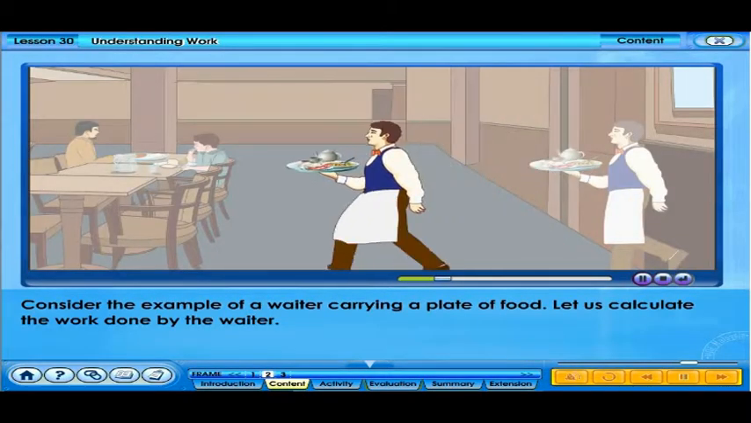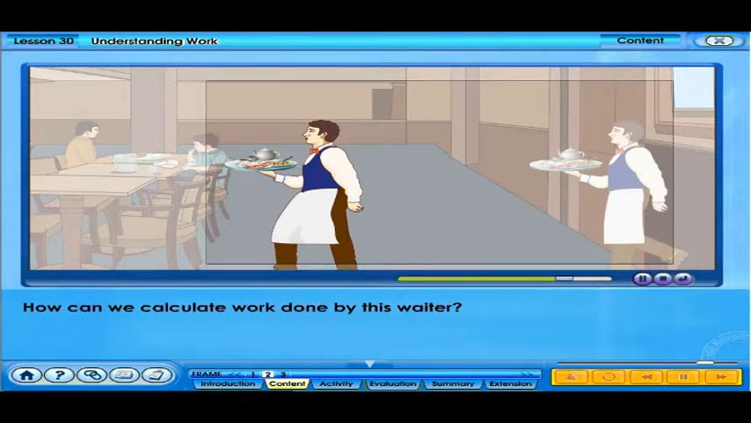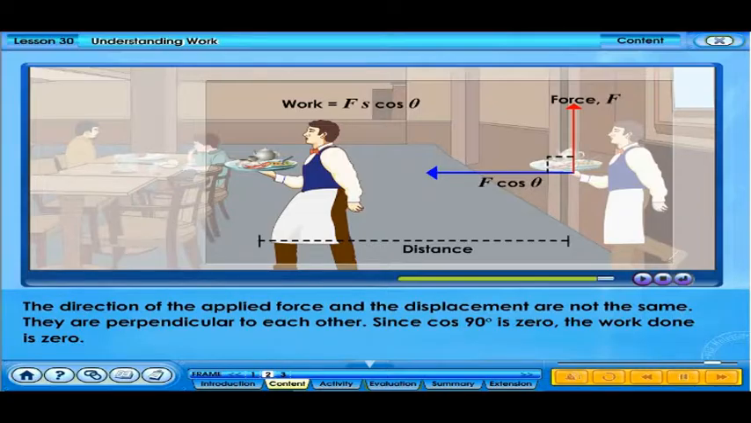Consider the example of a waiter carrying a plate of food. Let us calculate the work done by the waiter. How can we calculate work done by this waiter? The direction of the applied force and the displacement are not the same. They are perpendicular to each other. Since cosine 90 degrees is 0, the work done is 0.